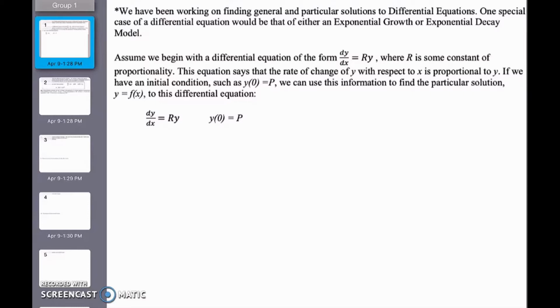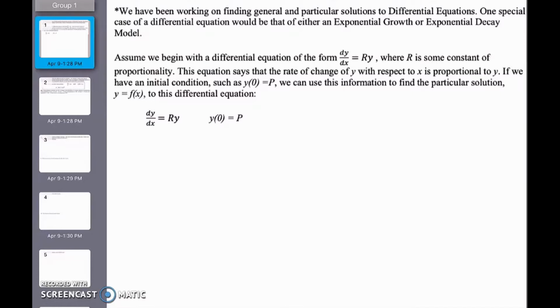This is section 7.5. In the last section, 7.4, we were working on finding general and particular solutions to differential equations, and section 7.5 is really just an application of that. This is one special case of a differential equation that would be of either an exponential growth or an exponential decay model. So let's assume that we begin with a differential equation of the form dy/dx equals r times y, where r is some constant of proportionality.